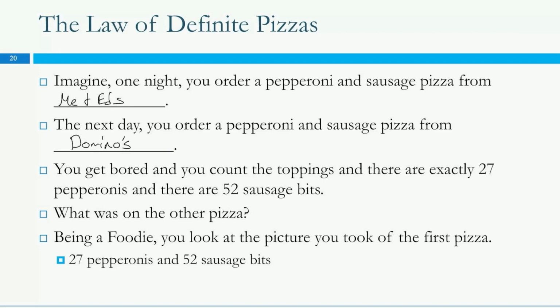Okay, and imagine you're a big old nerd like me, and you're bored, and you count the toppings on there, and you find that there's exactly 27 pepperonis, and there are 52 sausage bits. You're thinking back to that other pizza that you had. You're like, how many were on there? And so being the foodie that you are, you look at the picture of the first pizza. It's me and Ed's pizza. Maybe if it was something fancier, you might actually take a picture. And then you count those, and that one's got exactly 27 pepperonis and 52 sausage bits. It's weird. Might be a coincidence.